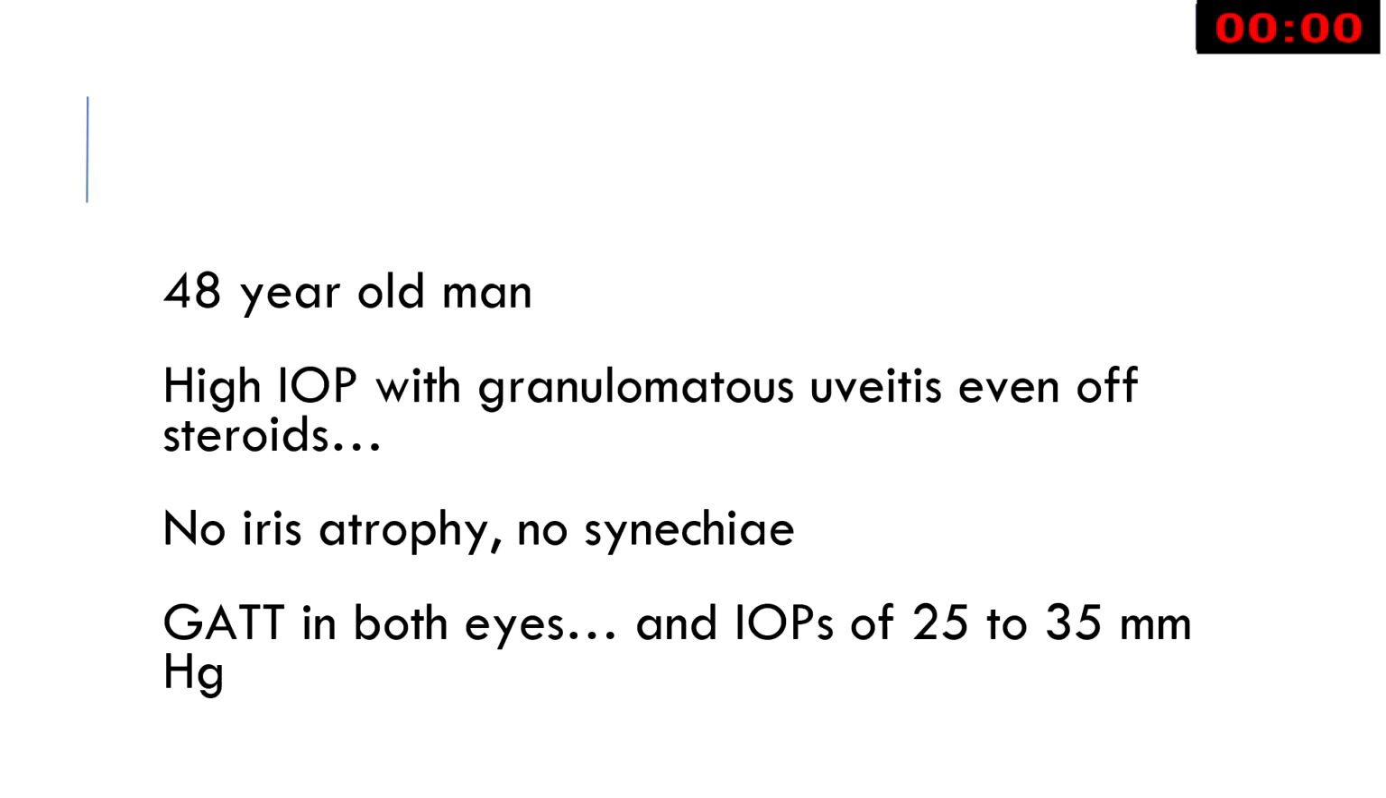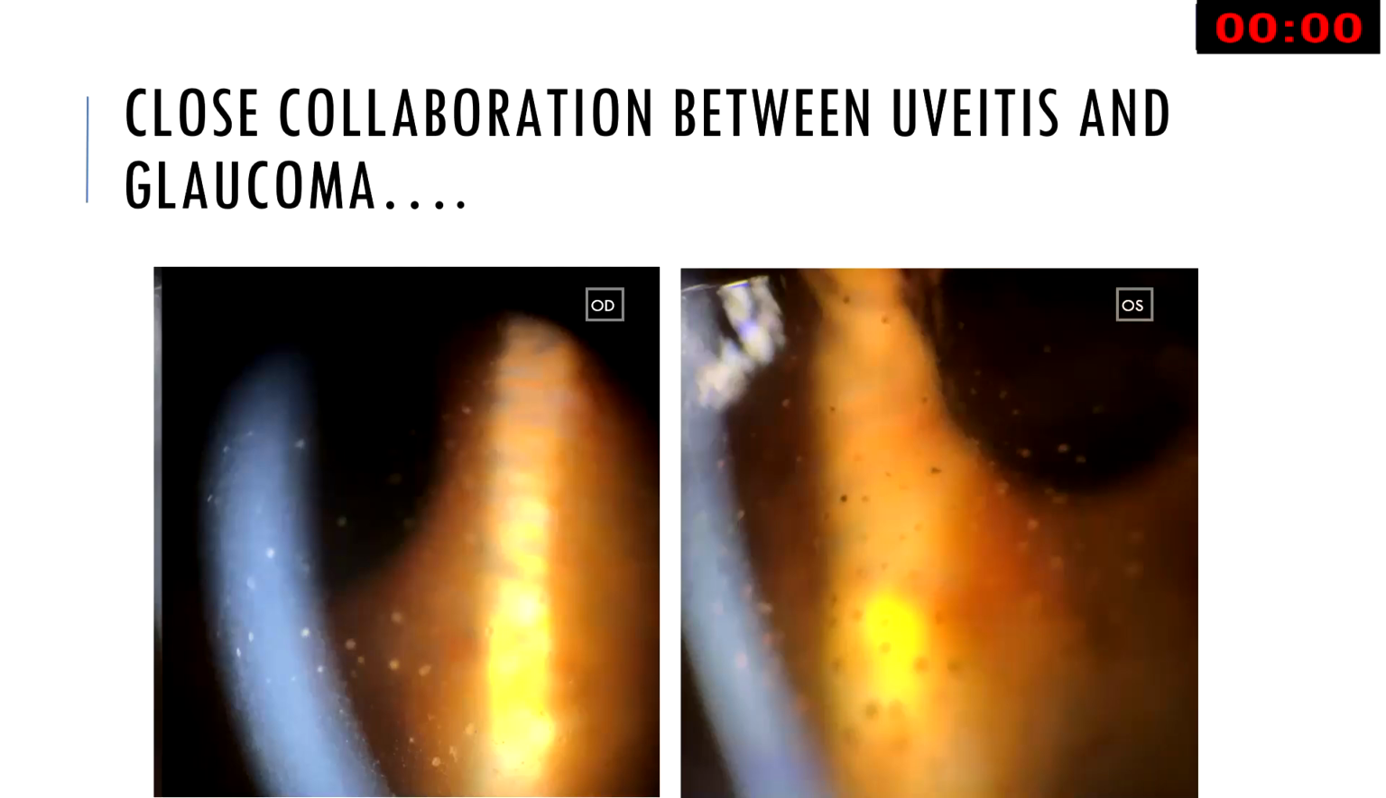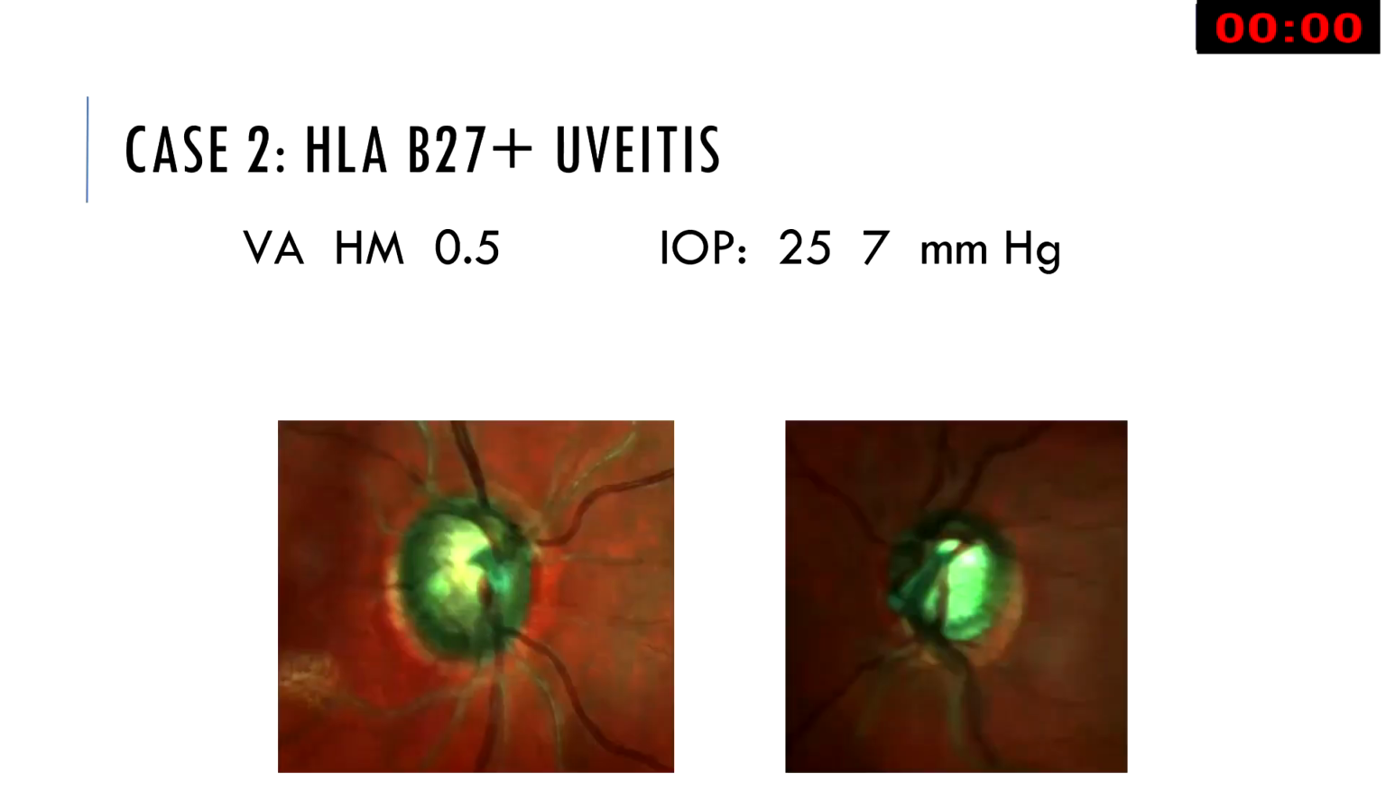I thought I would start with two cases. The first one is a 48-year-old man that I saw when I practiced in Switzerland. He had high IOP and granulomatous uveitis in both eyes, even off steroids. He had two GATT procedures, one in each eye, and yet the pressure remained high. Now, in this part of the world, you would probably recognize what this is, because this is CMV anterior uveitis. It responds very nicely to antivirals. In fact, with acyclovir, his pressure dropped. And it shows how we do need, as was mentioned before, collaboration between glaucoma and retina specialists, definitely between glaucoma and uveitis specialists.